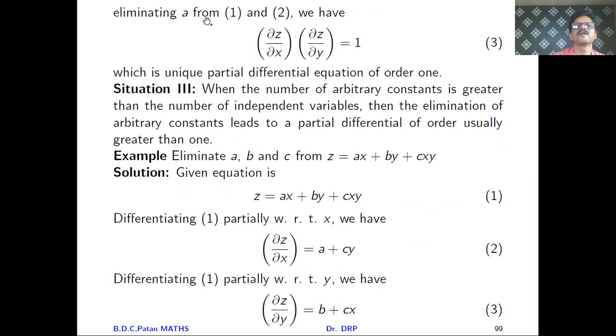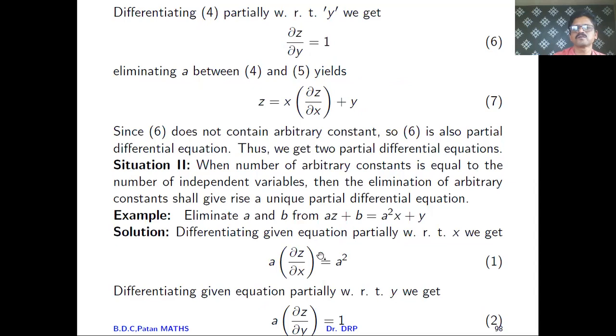Next, eliminating a from 1 and 2, we get delta z by delta x into delta z by delta y equal to 1, which is a unique partial differential equation of order 1. If you eliminate a from 1 and 2, it gives a unique partial differential equation. Put the value of a as 1 upon q, or a as 1 upon delta z by delta y here, and a gets cancelled.